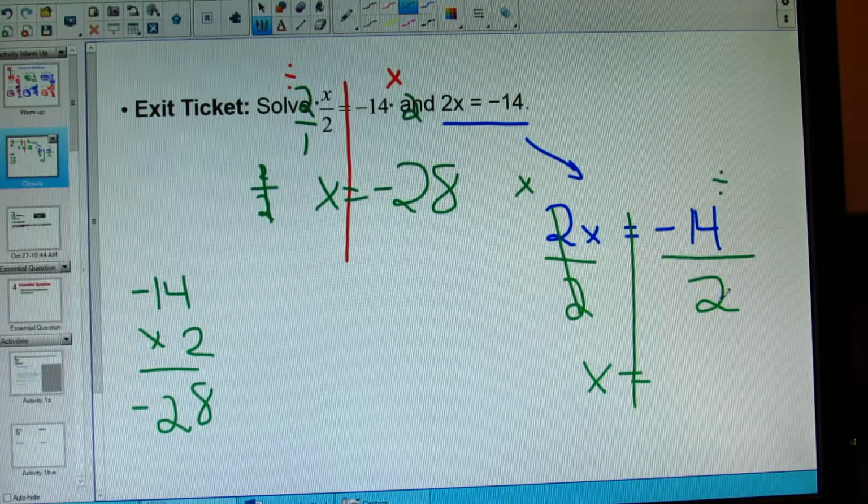What is 14 divided by 2? 2 times what gets you 14? You're right, 7. Different signs, so my answer is negative 7. So 2 solutions, x equals negative 28, x equals negative 7.